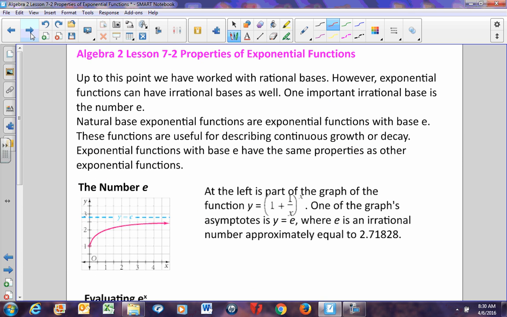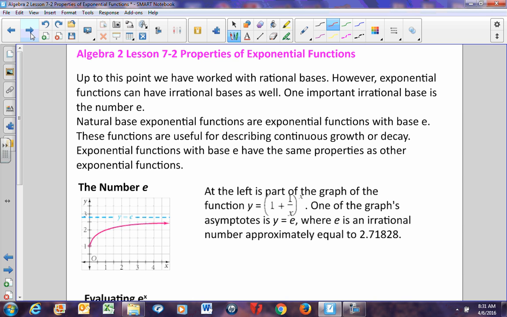Now, up until this point, we've worked with rational bases, rational numbers, not just little decimals that don't terminate like pi or a square root. However, exponential functions can have irrational bases as well. One important irrational base is the number e. Believe it or not, there is a number e on your calculator that happens to be a number, not a variable. Natural base exponential functions are exponential functions with a base called base e.